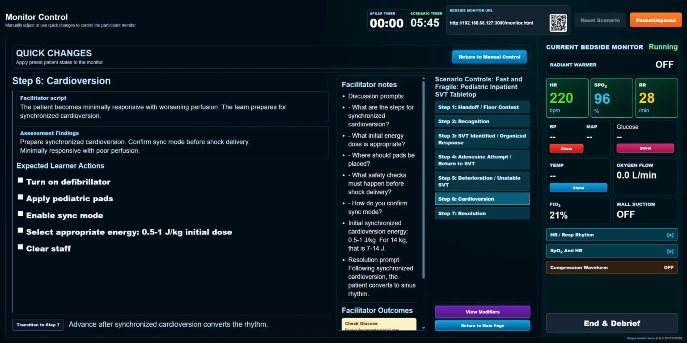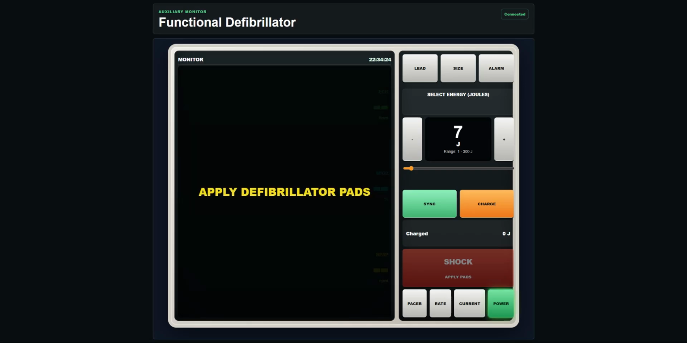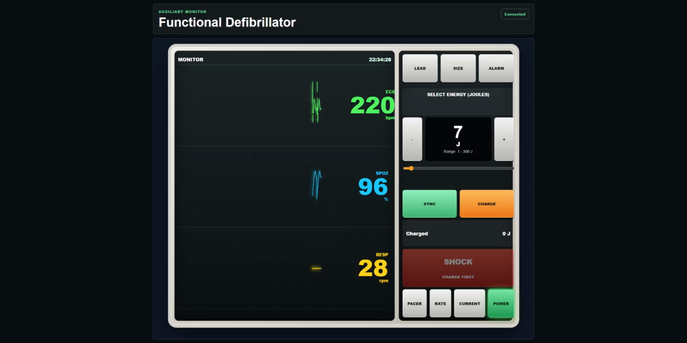And I'm going to switch over to the auxiliary monitor. And this is the defibrillator here. As you can see, it defaults to 120 joules. You can turn it down based on what you want for your joules. I can power it on. It tells me, of course, to apply defibrillator pads. So I see them put the pads on. I'm going to switch back over there.